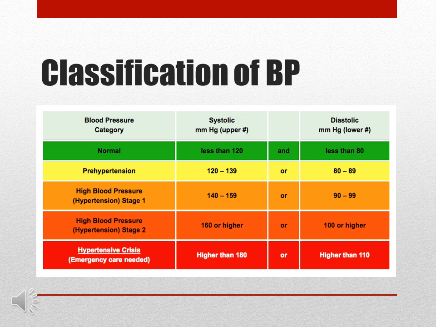Stage 2 hypertension starts at a systolic blood pressure of 160 or higher, or a diastolic pressure of 100 or higher. A hypertensive crisis means that the systolic blood pressure is higher than 180, or a diastolic pressure that is higher than 110. If a patient is in this range and does not have blood pressure medications to be administered, emergency care is needed and this patient needs to go to the hospital.